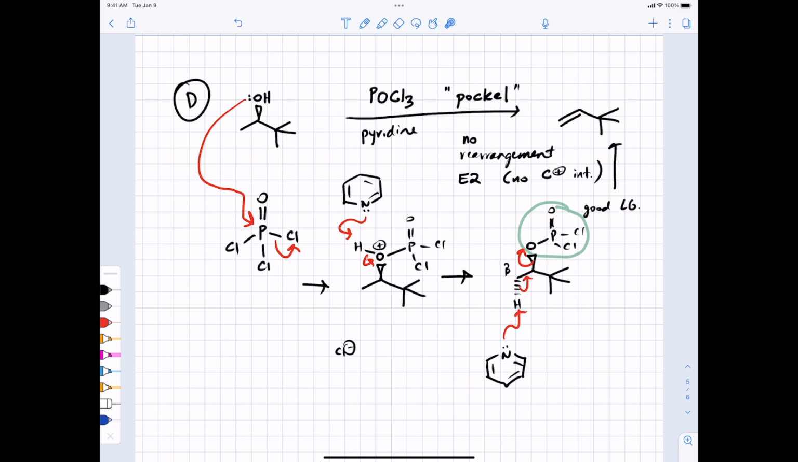But our purpose here is to use it to convert the alcohol into a good leaving group and do elimination chemistry without rearrangement. All right, that's enough for today. I will see you next time.